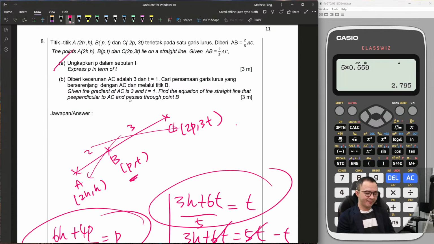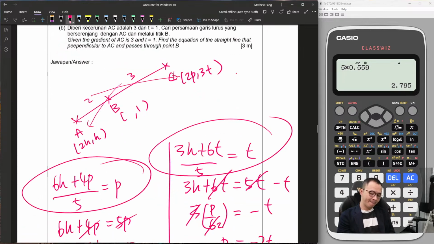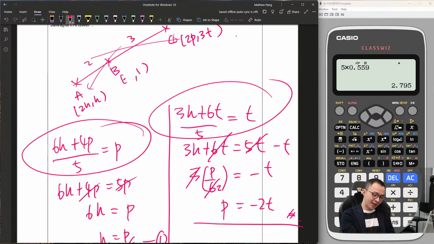Then, given that the gradient AC is 3 and T is 1, find the equation of the straight line that is perpendicular to AC and passing through point B. So I better find out what the coordinate is. This is P, T, right? T is 1, P is negative 2T, so it's -2.